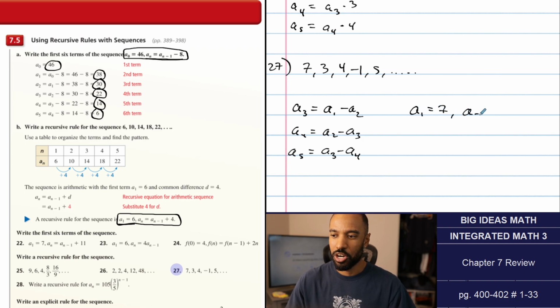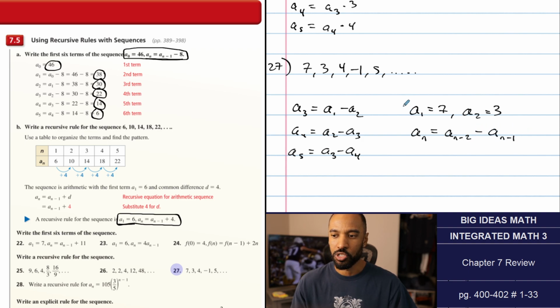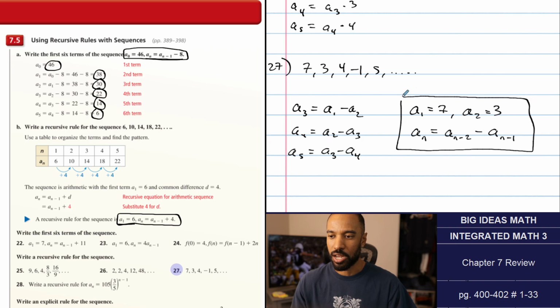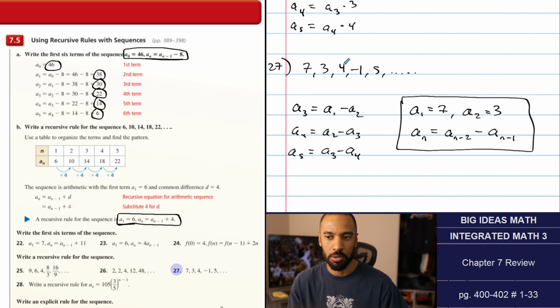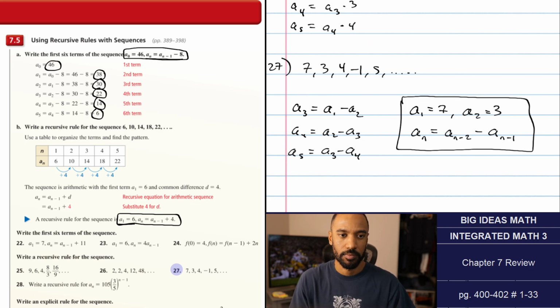The second term is 3, excuse me. We need those two to establish how to get that third term or any term n thereafter. The nth term, we have to take the one that's 2 terms before minus the one that's 1 term before. So like that. You do have to establish not just the first term this time, but also the second term, because the third term is based off those two terms.